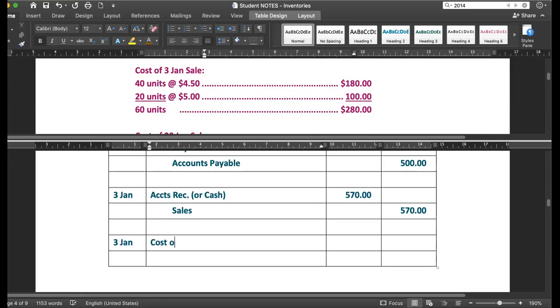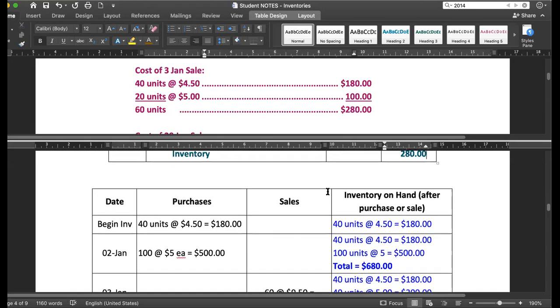So we're going to debit cost of goods sold, sometimes just COGS, and that was $280. And then we will credit inventory because now $280 of inventory is no longer on the shelf, it's been sold. All right, so that is FIFO perpetual.